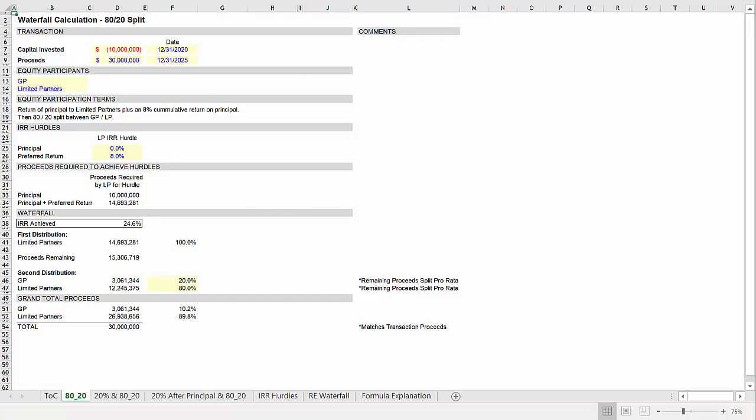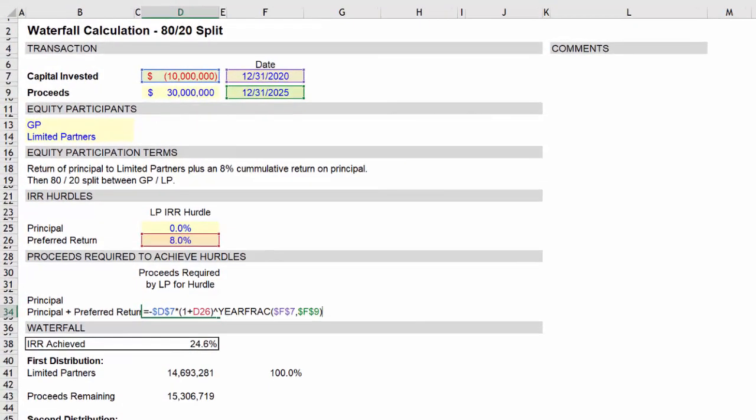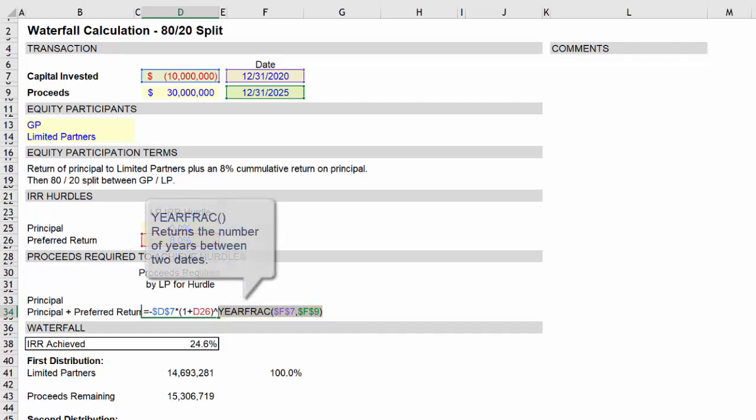Below that, you have the IRR hurdle, where we have a preferred return of 8%. So what we need to do is determine what an 8% annualized return from 12/31/2020 to 12/31/2025 looks like in this example. And to do that, we're using this formula, which is the positive value for the capital invested multiplied by 1 plus the preferred return and raised to the number of years between 12/31/2020 and 12/31/2025. And you can visualize what the function YearFrac does by highlighting it and pressing F9.